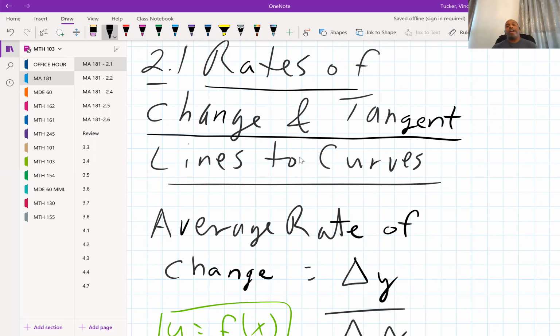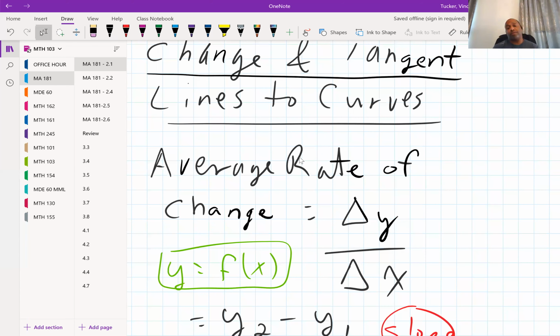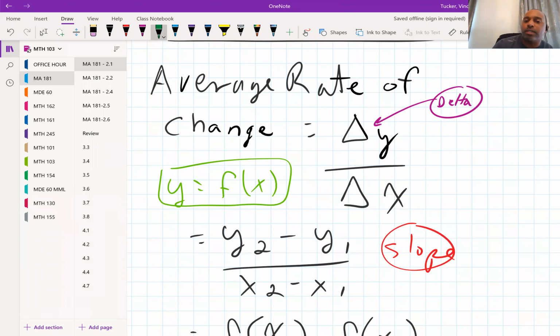All right, so average rate of change, the way we calculate that, and you've seen it before because it's your slope formula. Actually, we have delta y over delta x. Whenever you see a delta, it means change in. So that's a change in y over the change in x.